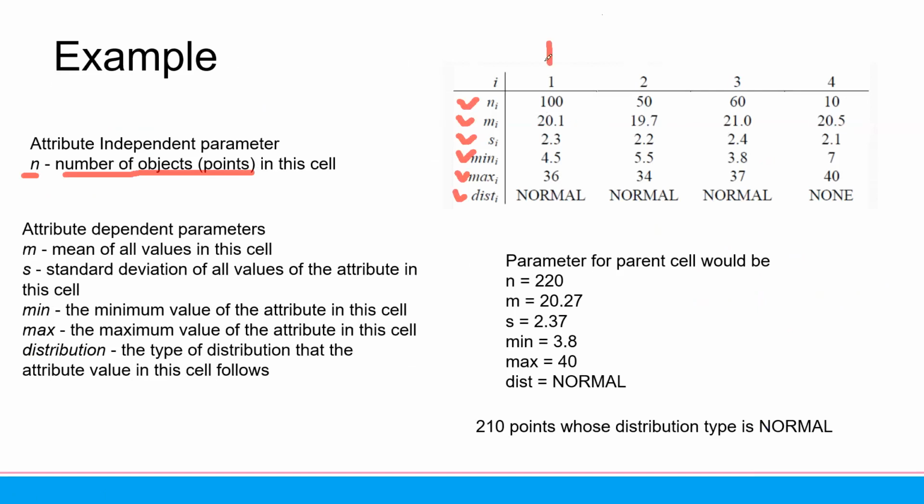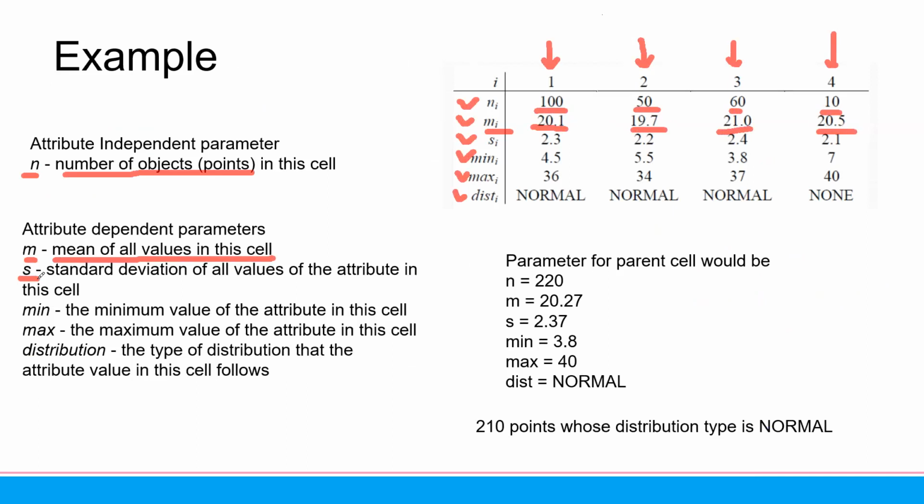In cell number 1, we have 100 data. In cell number 2, we have 50 data. In cell number 3, we have 60 data. In cell number 4, we have 10 data. M means the mean of all values in the cell, so this is the average: 20.1, this is the average 19.7, this is the average 21.0, and this is the average 20.5.